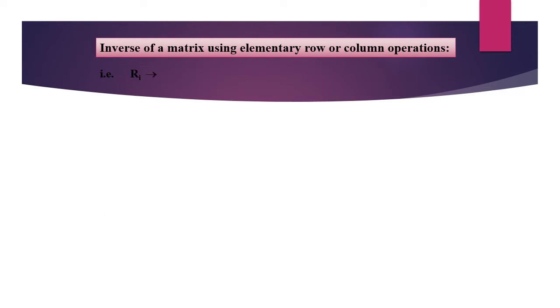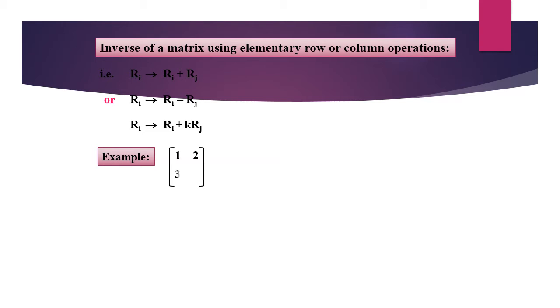So the first property is Ri implies Ri plus Rj. So this is addition of two rows, or Ri implies Ri minus Rj. That is, we are subtracting the elements of jth row from ith row. Next, Ri implies Ri plus K Rj. So here K is the scalar. So we are multiplying the elements of Rj with K and adding it to the elements of Ri.